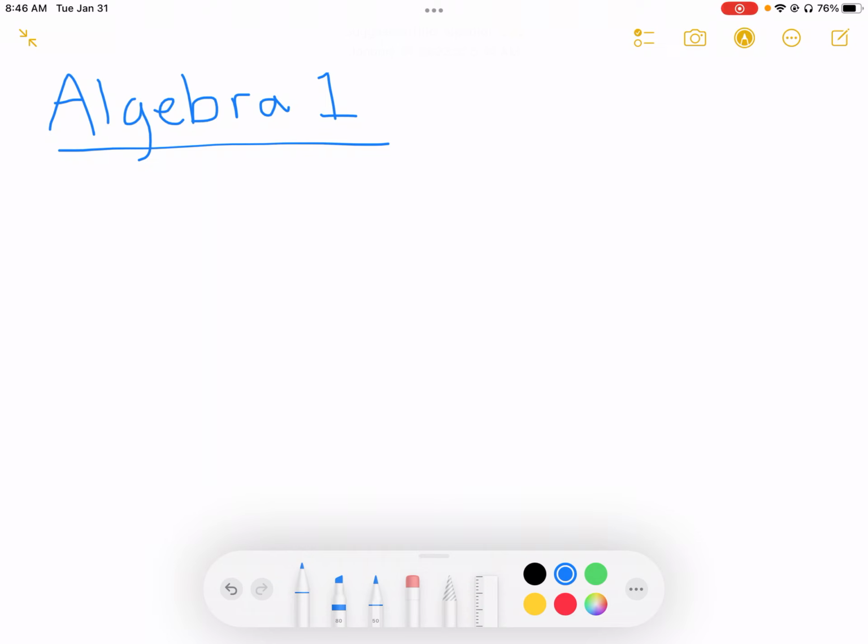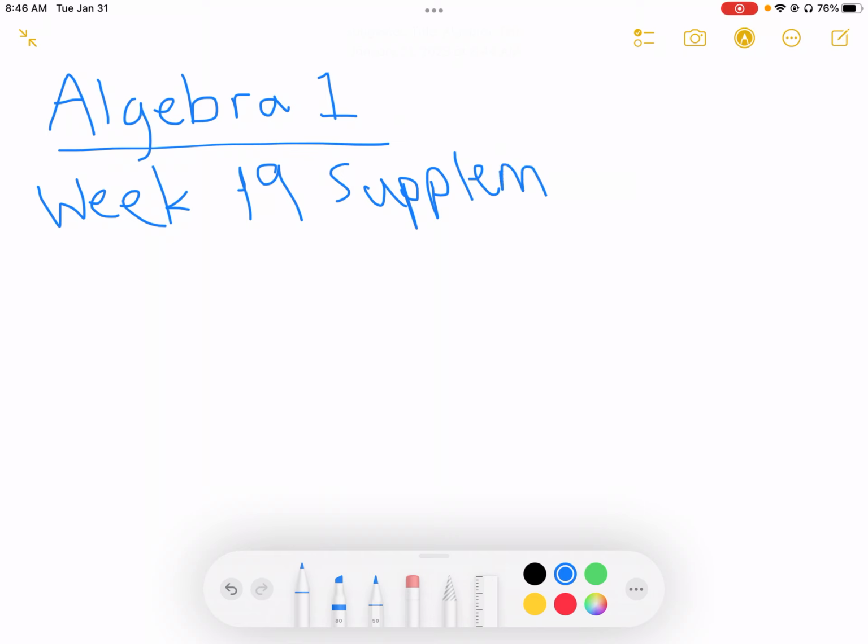So this week we're starting back with our supplements, right? So we have our week 19. Okay, so week 19 supplement. We'll go ahead and say week 19 supplement. So last week we looked at factoring trinomials, right?